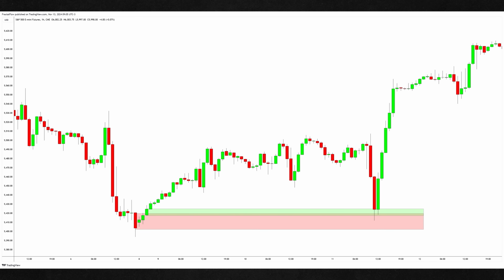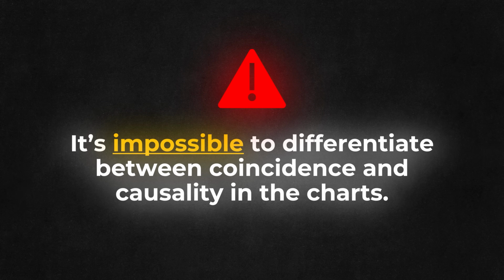We can spend a lot of time here and find multiple reasons why price reversed there using several ideas from technical analysis, but my point is that price doesn't reverse just because of one thing. It reverses because multiple things intersect. Some of these reasons can come from technical analysis, and some can come from completely unknown sources. This is partly why technical analysis is an imperfect game. It's impossible to differentiate between coincidence and causality in the charts. We can only speculate about it. This is why there is no trading technique capable of producing only positive results.